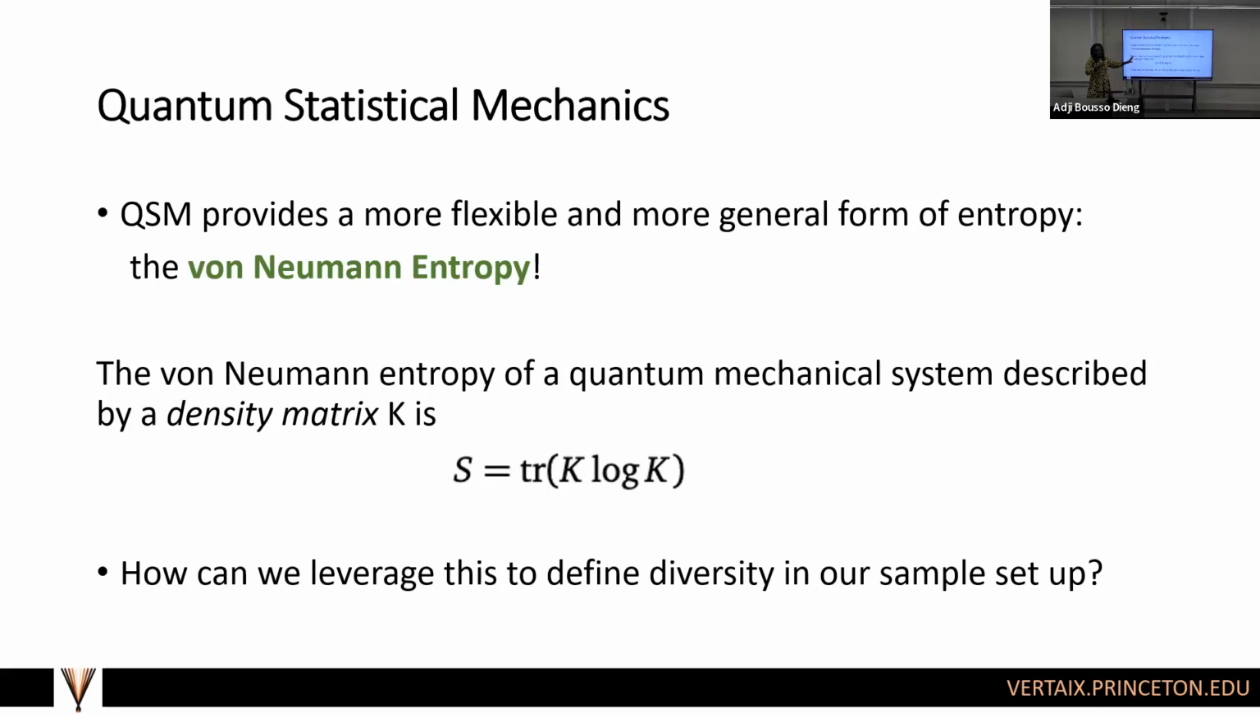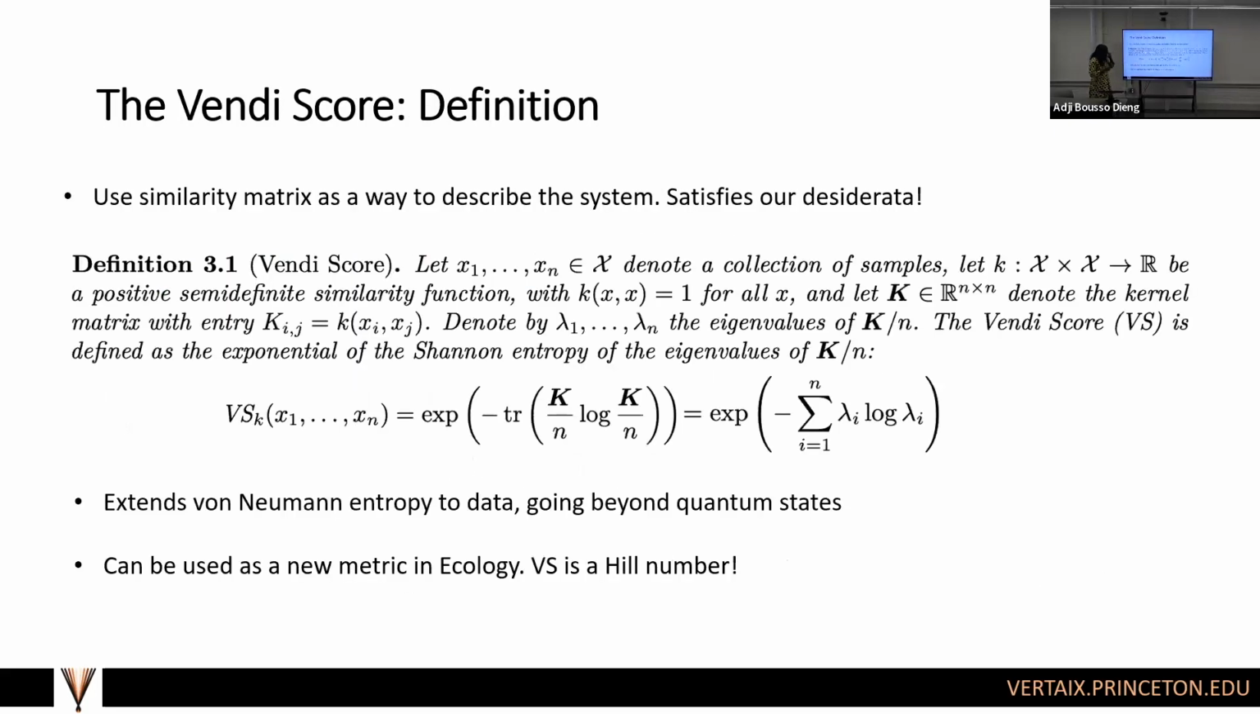Let's try to see how we can leverage this to define a diversity metric that doesn't have a reference or anything like that. If we look at K and use K as a similarity matrix, taking the similarity matrix as playing the role of the density matrix, and using it as a way to describe the system, here the set of samples, then we actually get to what we want. We can define diversity as the exponential of the von Neumann entropy. That would be something called von Neumann diversity. If we stick with the way ecologists call diversity, it's VND. That's how the Vendi name came. It's von Neumann diversity. So we got to the Vendi score that way.